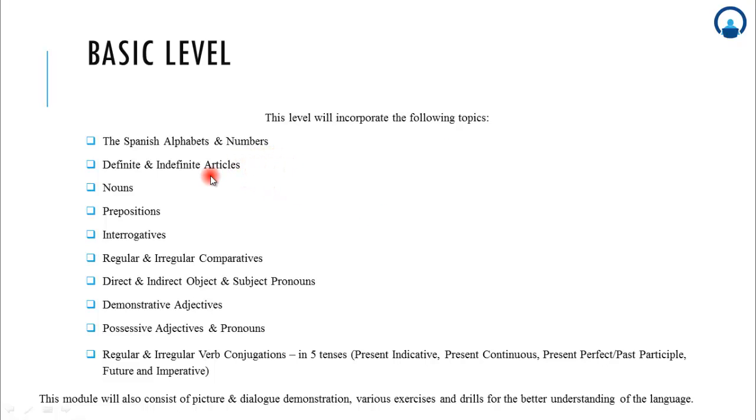Then we'll move on to definite and indefinite articles, nouns, prepositions, interrogatives, regular and irregular comparatives, direct and indirect object and subject pronouns, demonstrative adjectives, possessive adjectives and pronouns, regular and irregular verb conjugations that will be dealt with in 5 tenses: present indicative, present continuous, present perfect, also called past participle, future and imperative. The module will also consist of various pictures or dialogue demonstrations, exercises, drills and application modules for a better understanding of the language.